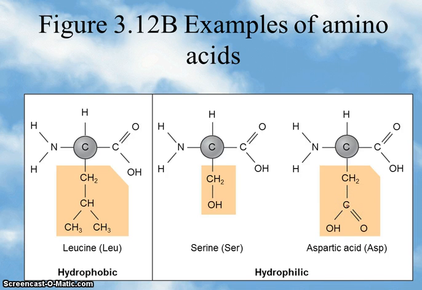And if we look at these 3 examples, leucine has a non-polar R group. So we would refer to it as a hydrophobic amino acid. Serine and aspartic acid have polar ends to their R group. So they would be referred to as hydrophilic amino acids because they're going to be attracted to water molecules.